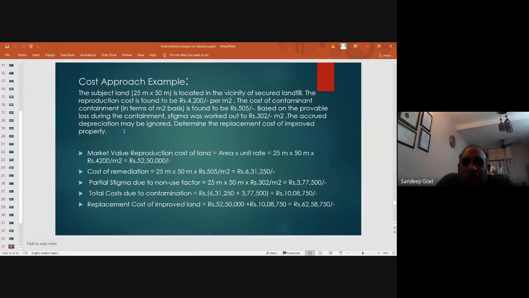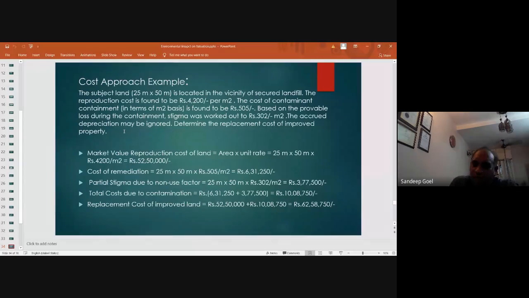The reproduction cost is found to be rupees 4,200 per square meter. Reproduction cost means the cost to produce the same mirror image. The cost of contaminant is found to be rupees 505 per square meter. Based on the probable loss during the contamination, stigma was worked out to be 302 per square meter. The accrued depreciation may be ignored. Ignore the depreciation. Determine the replacement cost of the improved property. Now the question comes. First of all, what is the area of the property, and what is its reproduction cost? The total reproduction cost is 25 multiplied by 50.